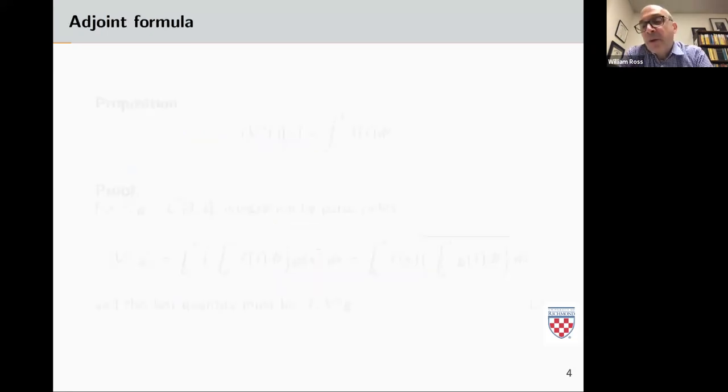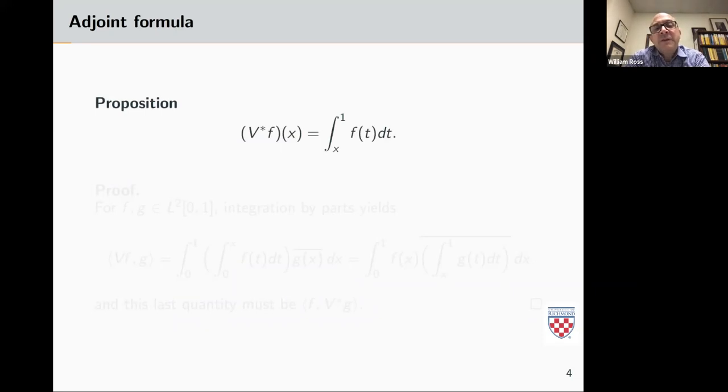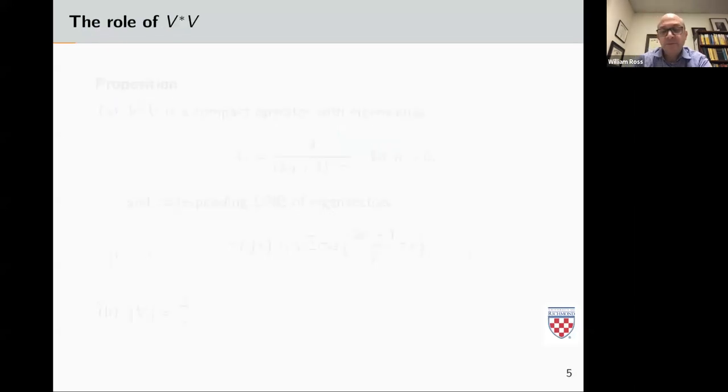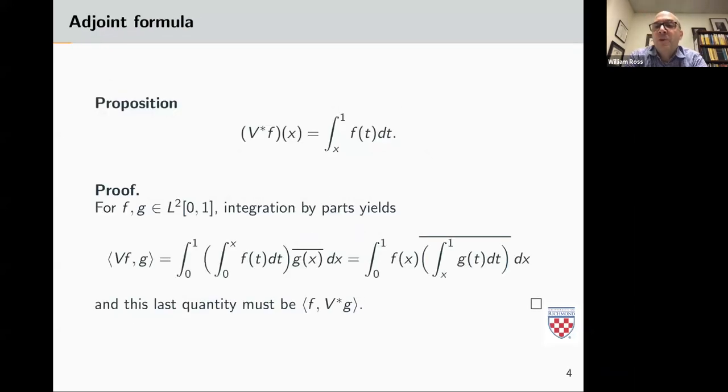So with all the operators I'm going to be studying here, I'm going to compute the adjoint. It's always important to know what the adjoint is. And the Volterra operator, the adjoint, is given by this integral. It's a very similar integral. Instead of integrating from 0 to x, you're going to integrate from x to 1. All right, so the proof is integration by parts. So I teach at an undergraduate college, so integration by parts is my life.